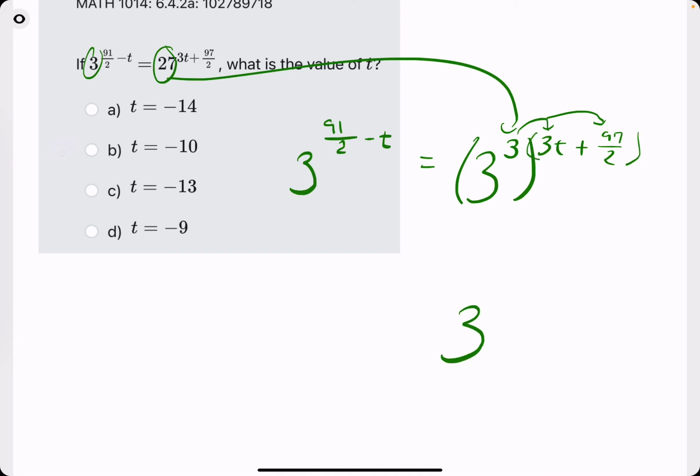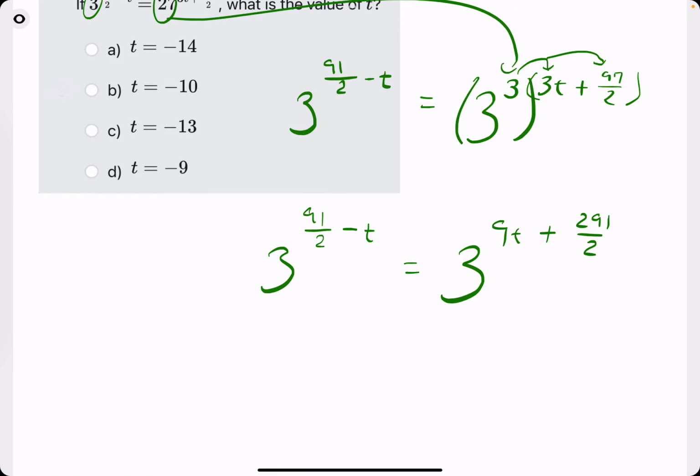Multiplying their exponents, we get 9t plus, now this is ugly, 3 times 97 is 291, over 2. Okay, just trying to make sure I have it right here. So we still have the left side, nothing's changed there. And now we have the same base on both sides. So we can eliminate the base, leaving us with the exponents.